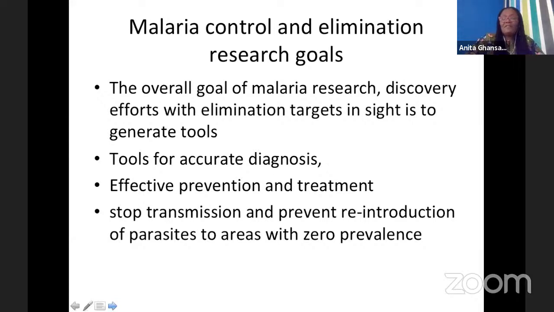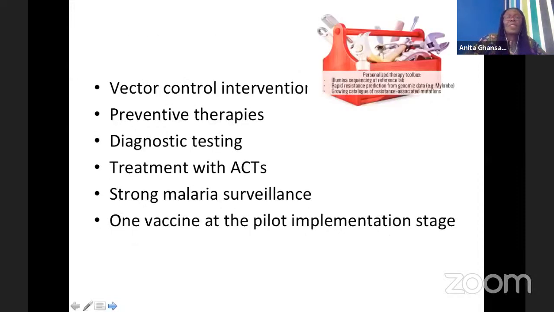And also, if there is a reintroduction of the parasite in a population where this parasite has already been eliminated, we can quickly localize this infection and then deal with it. Now, what do we have in our tool set at the moment? We have a number of vector control interventions, such as indoor residual spraying with insecticides, and long-lasting treated bed nets to prevent transmission.